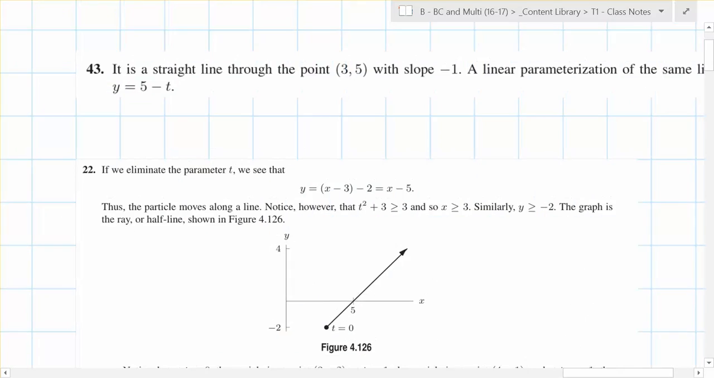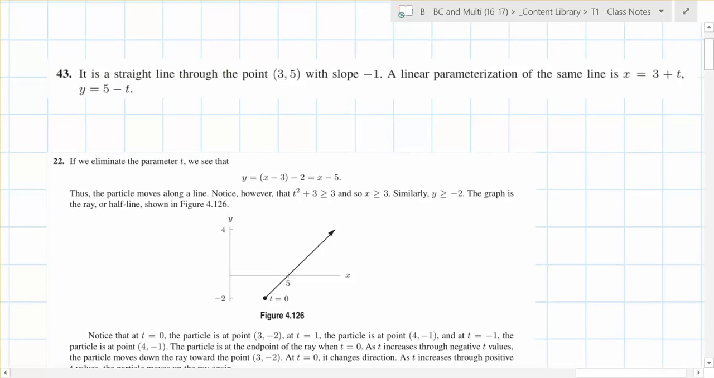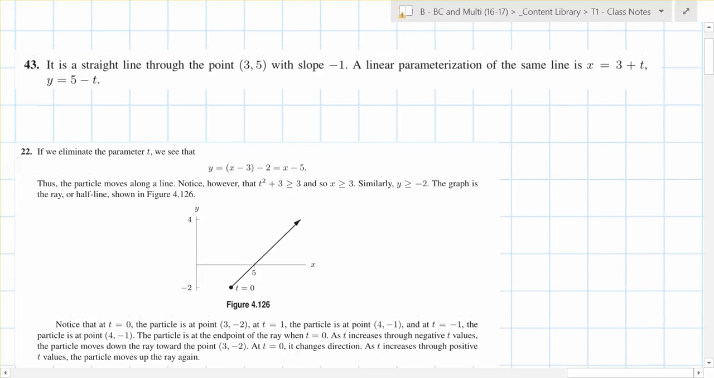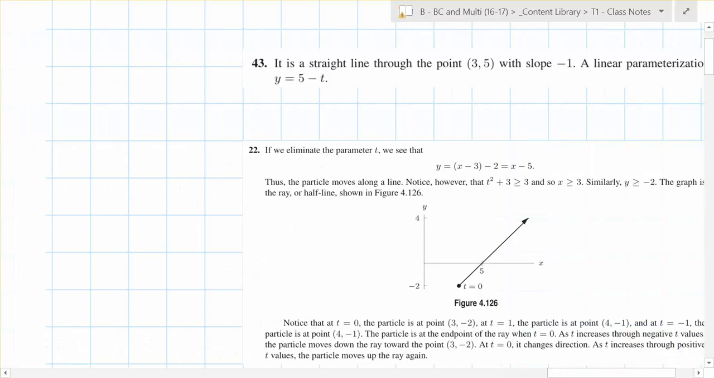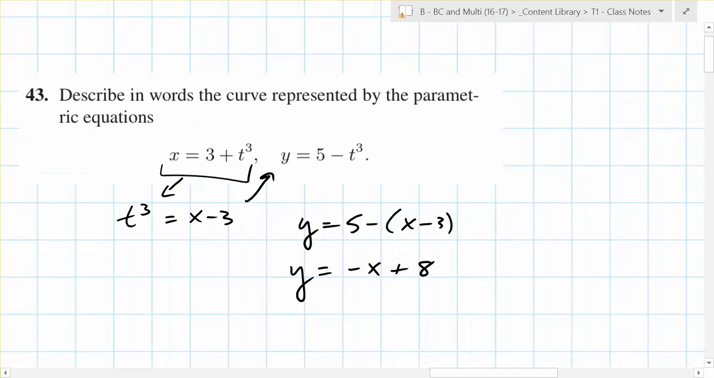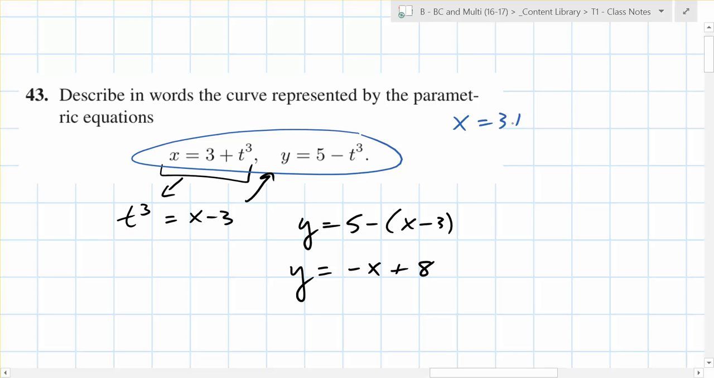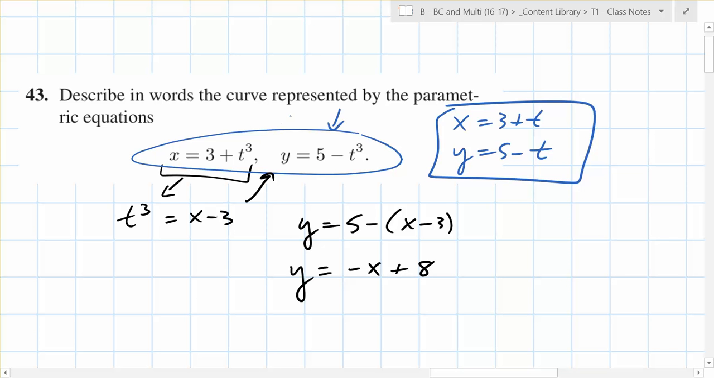Here's how they write these things out. 43. It's a straight line through the point 3,5 with slope negative 1. A linear parameterization of the same line. Here's the thing. What's the relationship between this set of functions right here and this? X equals 3 plus t and y equals 5 minus t. What's the relationship between this parametric equation and parametric equation 1 and parametric equation 2? What's the relationship between them? Yeah, Ian. The t's cancel out. No, don't do operations. What's the relationship between them?